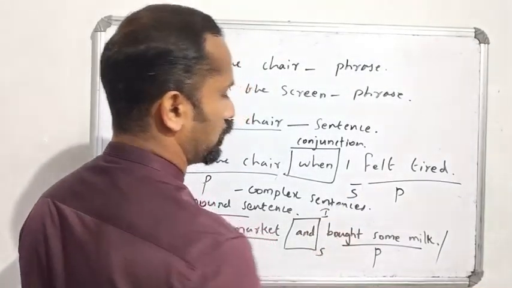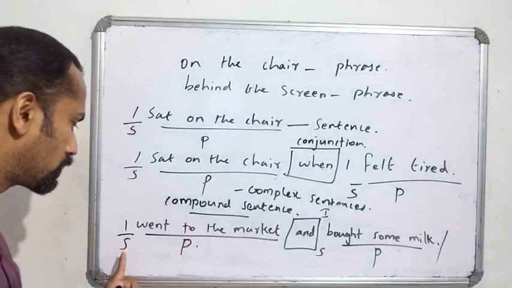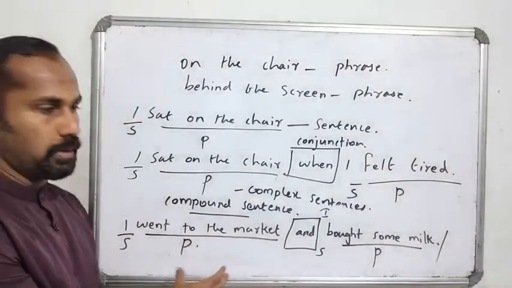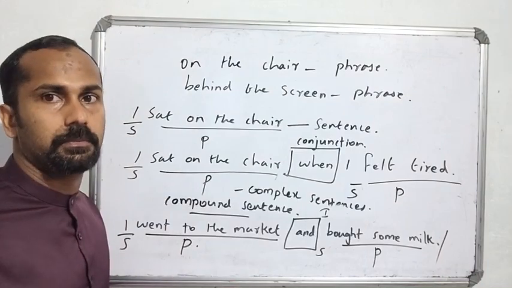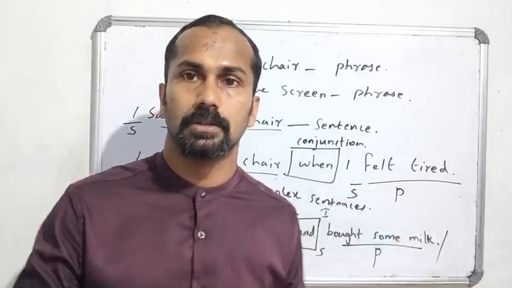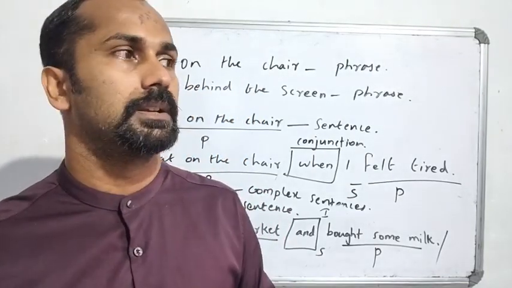Here also we have subject "I." So here subject is there, predicate is there. Here also subject is there, predicate is there. And these are groups of words with complete meaning. "I went to the market" is a group of words with complete meaning, and "I bought some milk" is another group of words with complete meaning. Here we have two independent clauses.